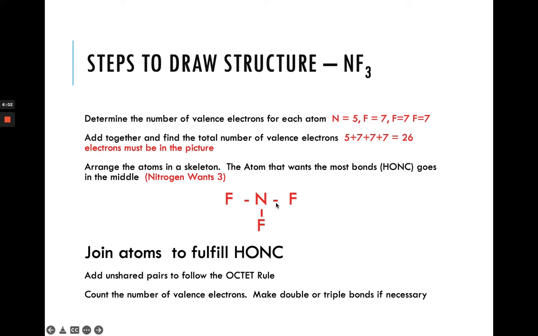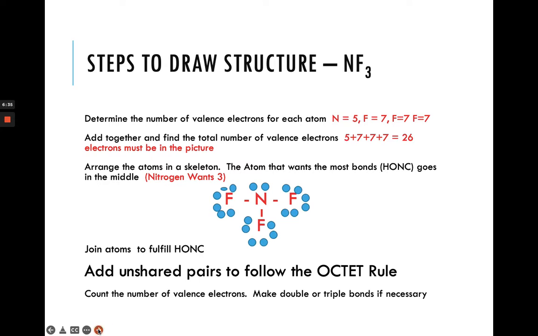Now that could either be as a line or as 2 dots, okay? That's going to get rid of 6 electrons, okay? And we still have 20. What are we going to do with these other 20? Well, we need to add pairs to follow the octet rule, because right now, remember this line represents 2 electrons. So right now, this nitrogen only feels like it has 6. It needs to have a pair here, and each one of the fluorines only feels like it has 2. So it needs to have 3 unshared pairs around the outside.